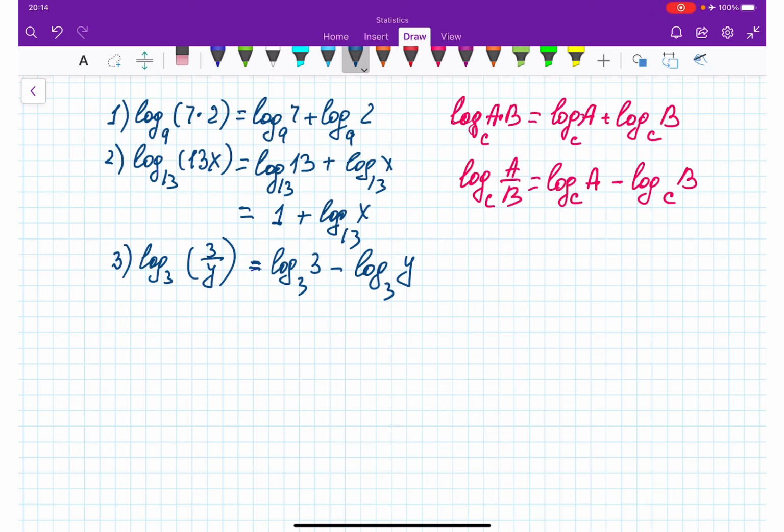Now, logarithm 3 by base 3, it's going to be equal to how much? It's going to be equal to 1. Yes? Okay, so it's going to be 1 minus log y by base 3. Why is it 1? Because this 3 we raise to power 1 to get this 3, right?